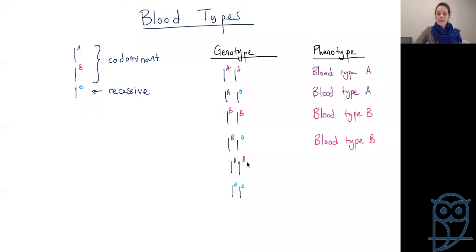A, B. Those are both codominant, which means they're both going to be expressed. So here we would actually have blood type A, B. And our last one, homozygous OO, so homozygous recessive, we would have blood type O. So we've got a lot more variation going on here.